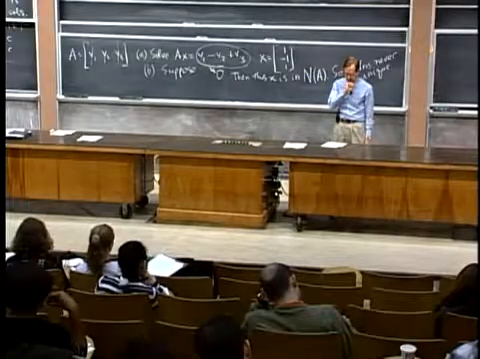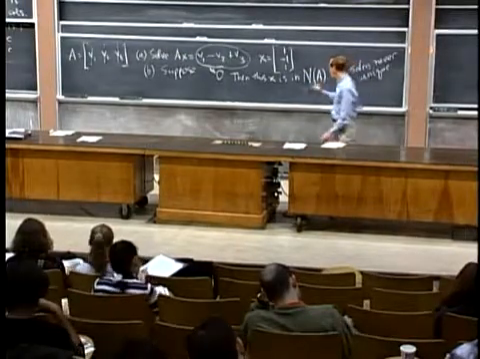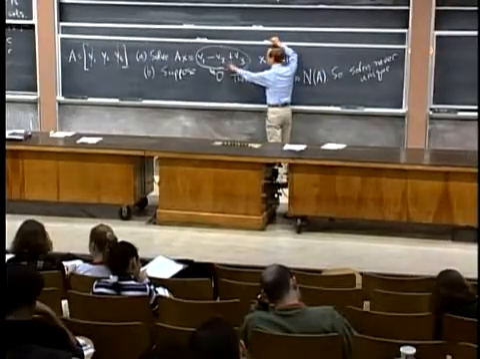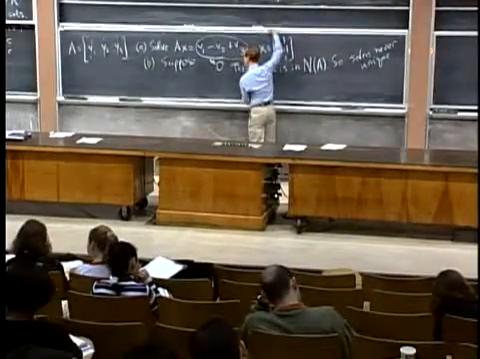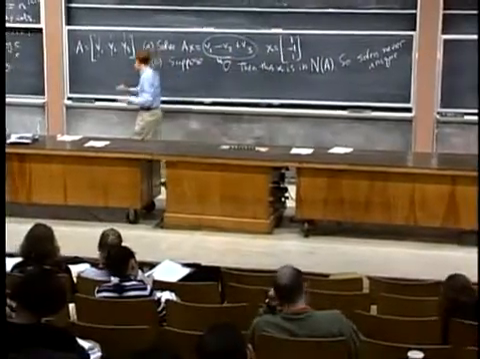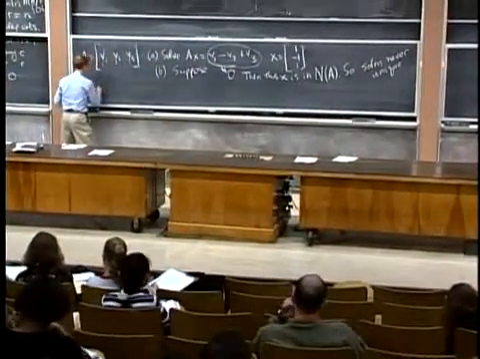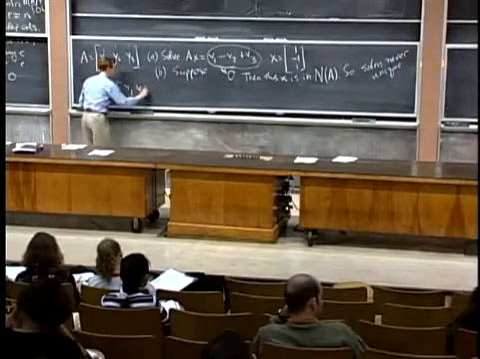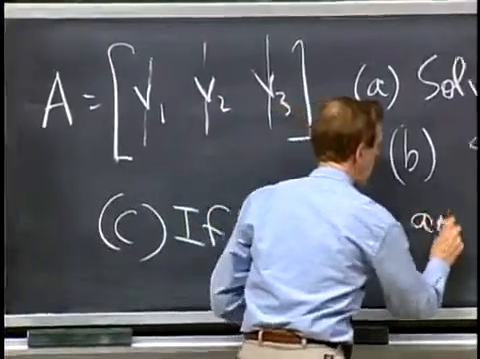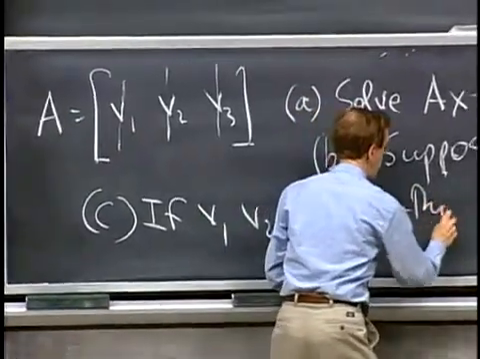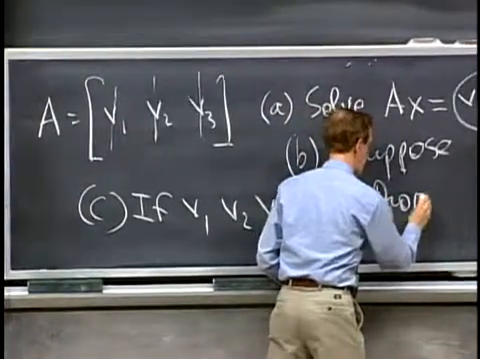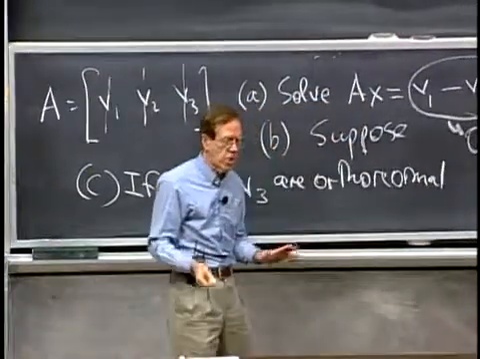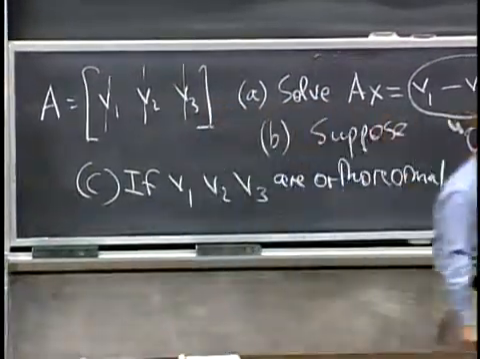Suppose those three vectors, v1, v2, v3, are orthonormal. So this isn't going to happen for orthonormal vectors. Okay, so part C. Forget part B. C. If v1, v2, v3 are orthonormal, so that I would usually have called them Q1, Q2, Q3.